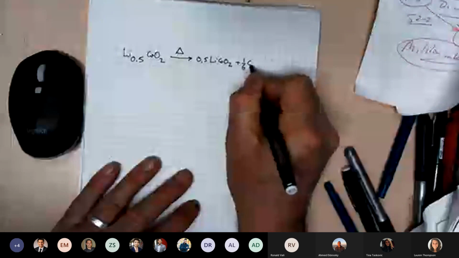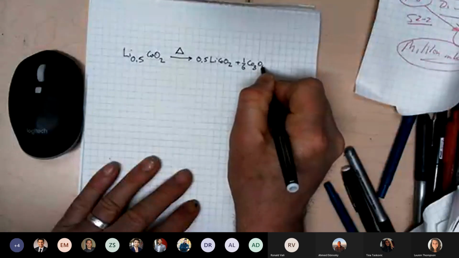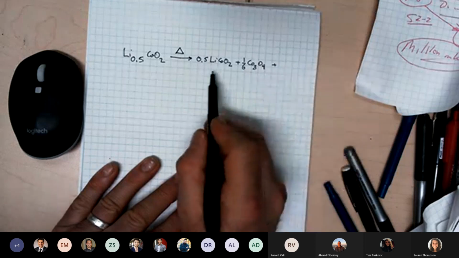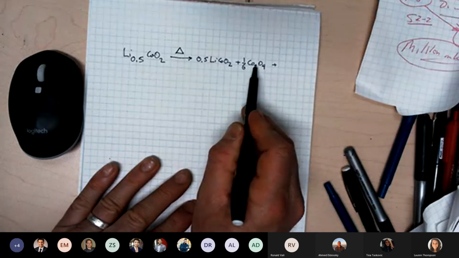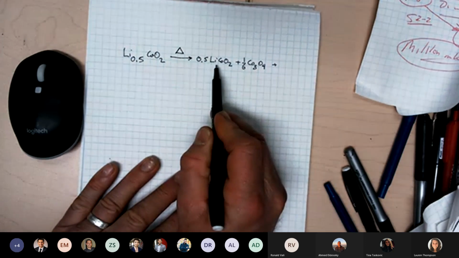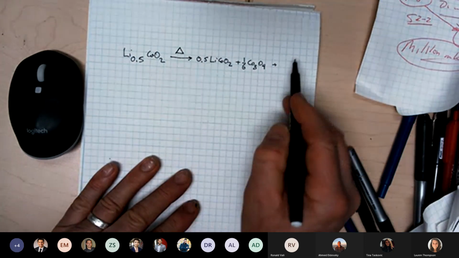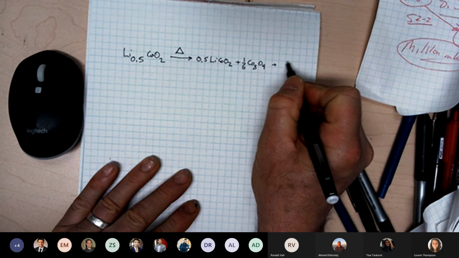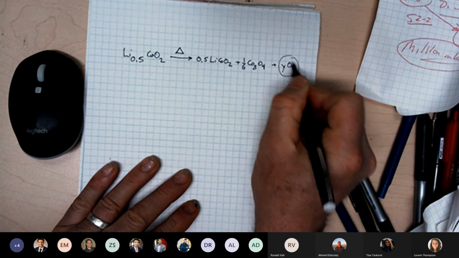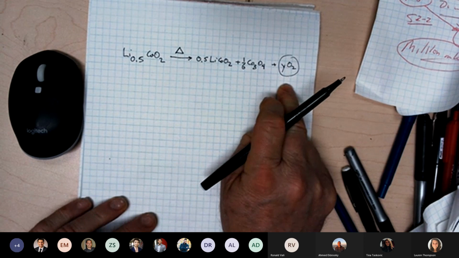Plus 1/6 Co3O4. And then there's oxygen unaccounted for. So I've balanced the cobalts here. The lithium's balanced, the cobalt's balanced, and there's some extra oxygen. I don't know how much here. Some oxygen, yO2. And this is what combusts with the electrolyte.